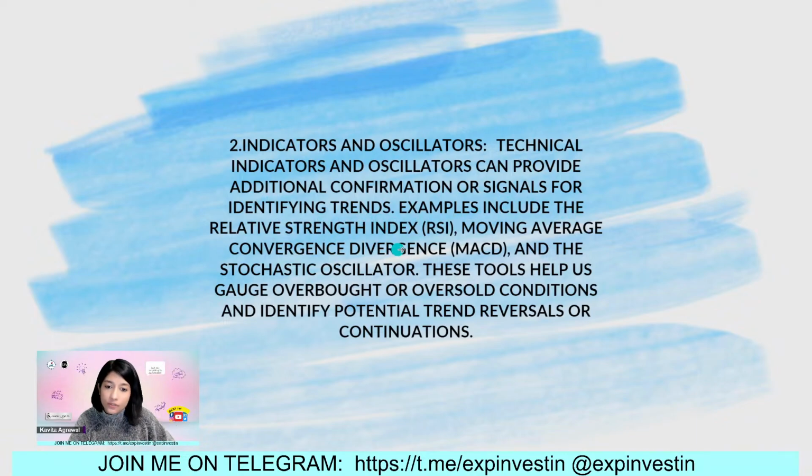Examples include the relative strength index. The relative strength index is a momentum indicator, which means that it takes into consideration the pace at which price is either going up or down, and it is plotted accordingly, right? It is limited to 0 to 100, which means it always oscillates between this range.